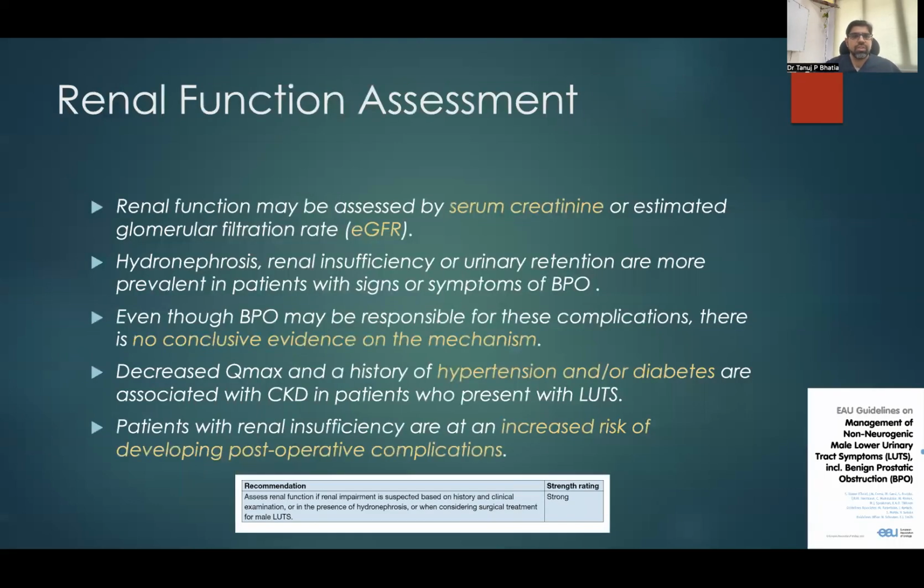Now coming to renal functional assessment, renal function may be assessed by assessing the serum creatinine or EGFR. Hydronephrosis, renal insufficiency, or retention are more prevalent in patients with BPH. Even though BOO may be responsible for these complications, there is no conclusive evidence on the mechanism of how it affects the renal function. If a patient has a poor flow and he has a history of hypertension and diabetes, then there are more chances he will be having associated CKD.